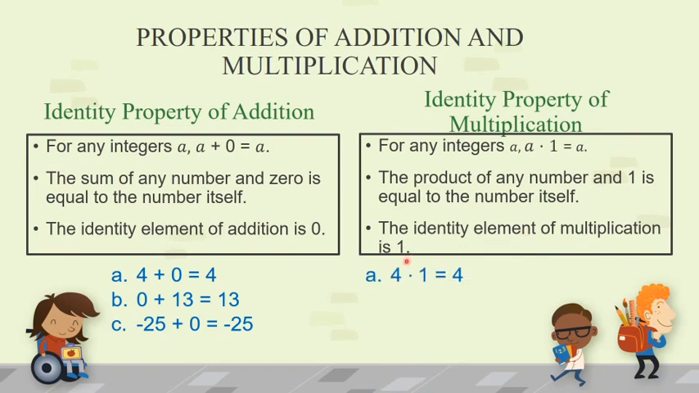So, for example, we have 4 times 1 is equal to 4. Negative 2 times 1 is equal to negative 2. And 1 times 5 is equal to 5.